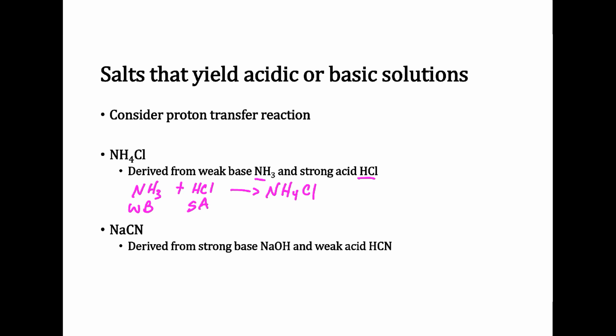Ammonium chloride could actually dissociate. If it dissociates, we'll end up with our ammonium ion and our chloride ion. We know that the ammonium ion behaves as a weak acid, and this chloride anion, remember what we said previously, this anion indicates that we have an acidic solution.